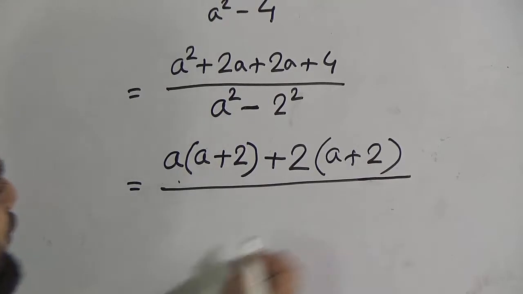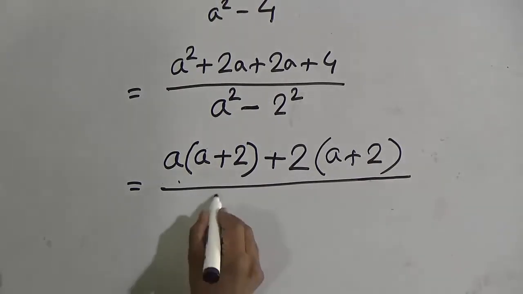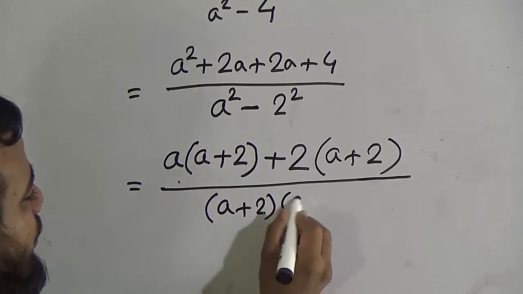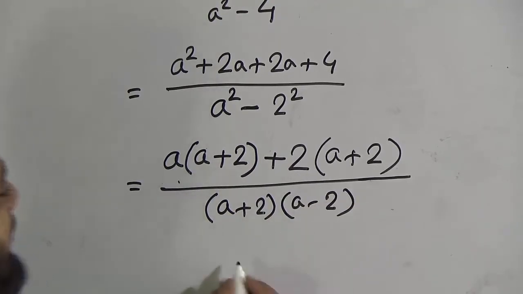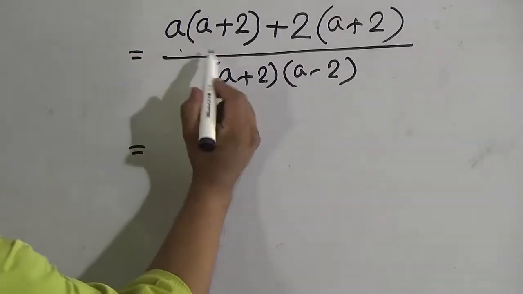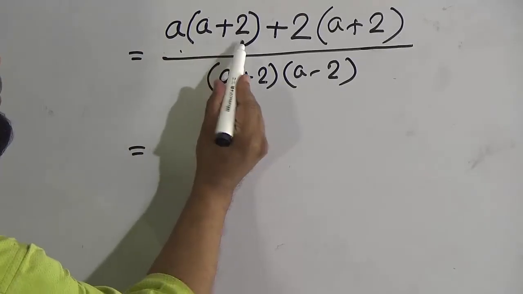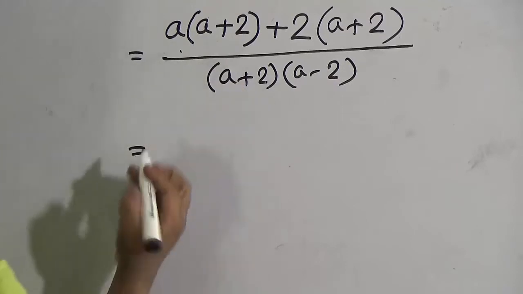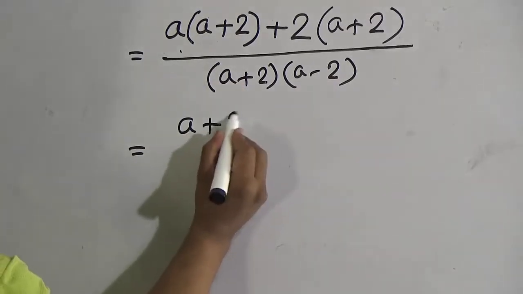We can write down the formula of a square minus b square. The formula is a square minus b square equals a plus b into a minus b. Here b is 2, and a is equal to a, it's similar. Now my dear students, from the numerator we can take a plus 2 as common, because both the terms have a plus 2.